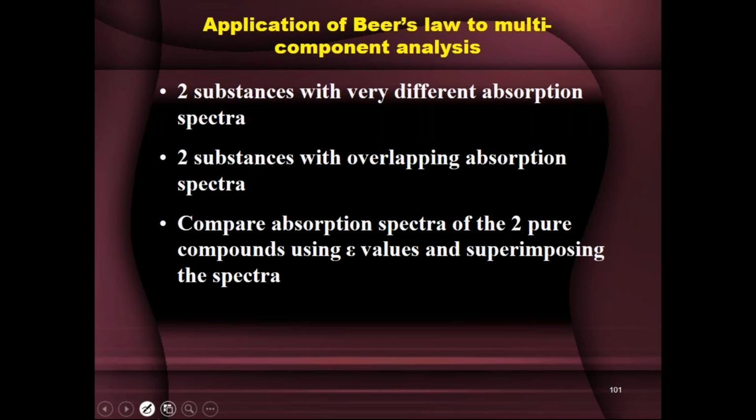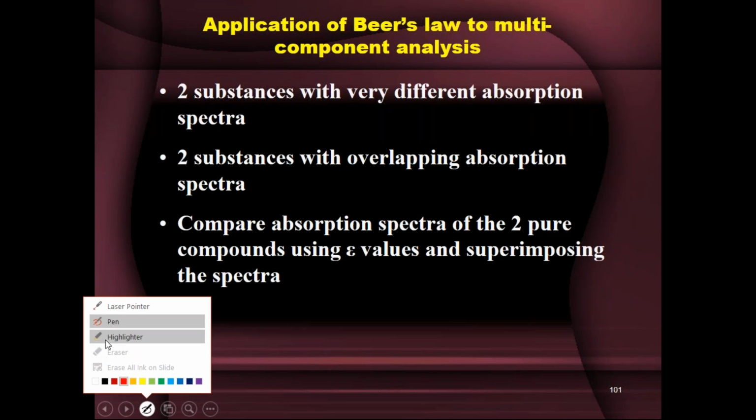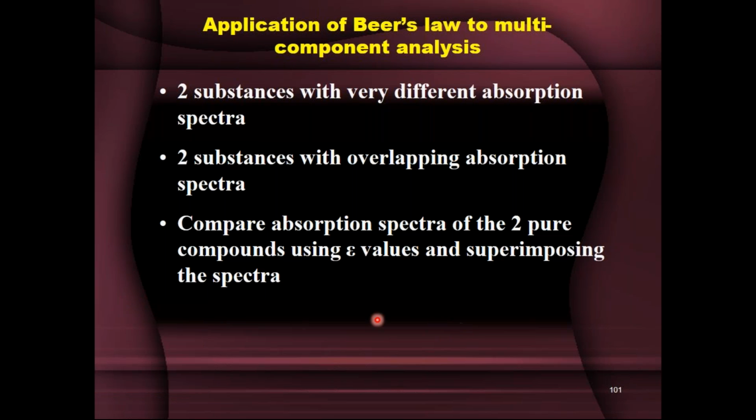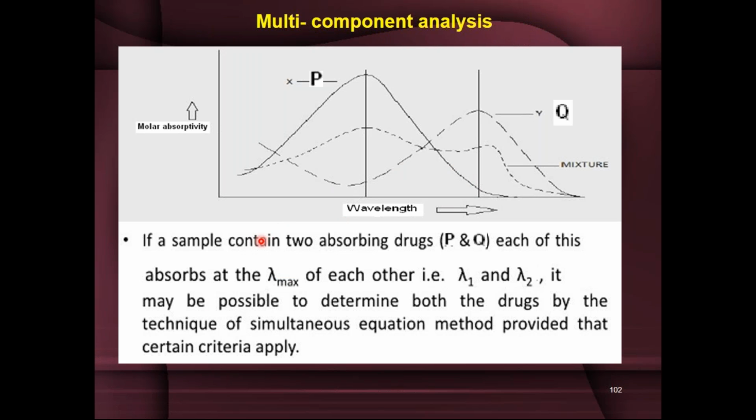So here we will go further. So how do we do it? Compare absorption spectra of the two pure substances using epsilon values and superimposing the spectra. So what I showed you just now, a graph, you will superimpose the graph, so one over the other, and you will compare the two absorption spectra, something like this.